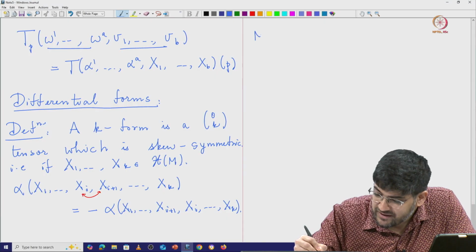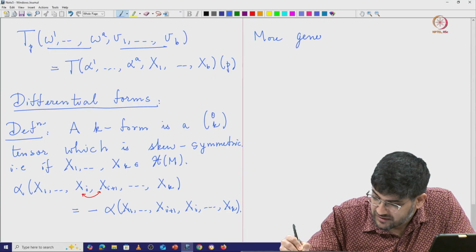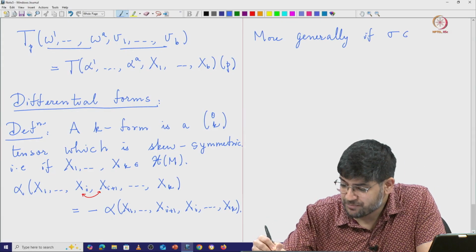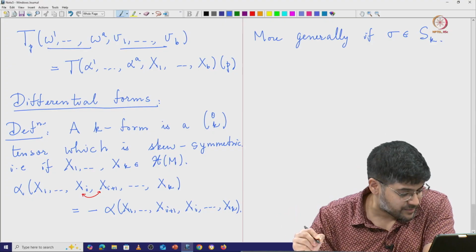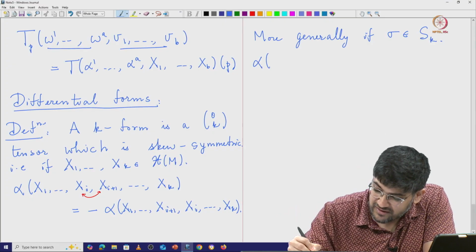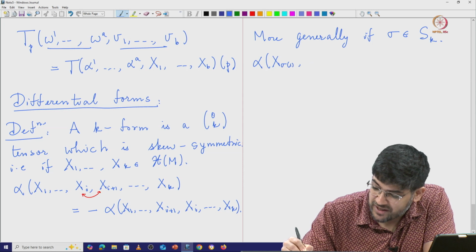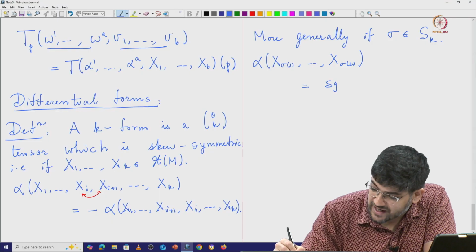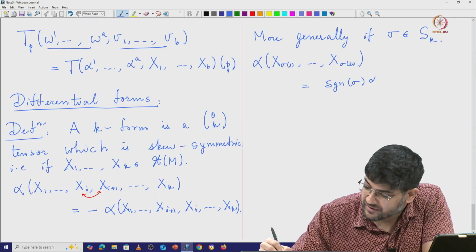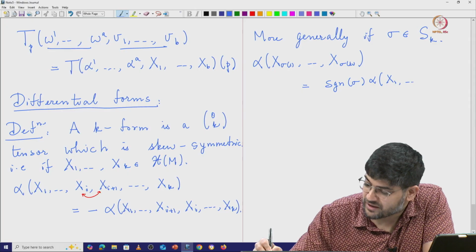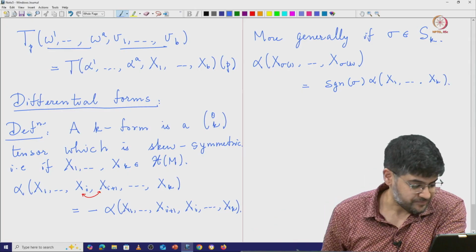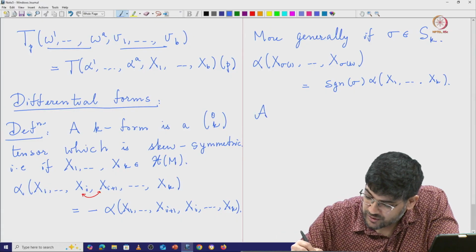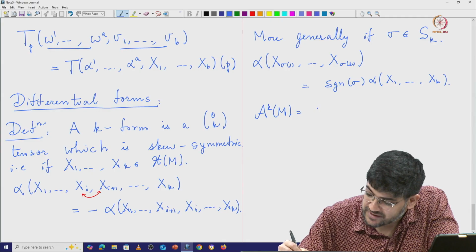Okay, or more generally, if you take a permutation sigma over k elements, then alpha of x of sigma 1 up to x of sigma k is going to be the sign of the permutation times alpha of x1 up to xk. Okay, and then you call Ak of M the set of k forms.